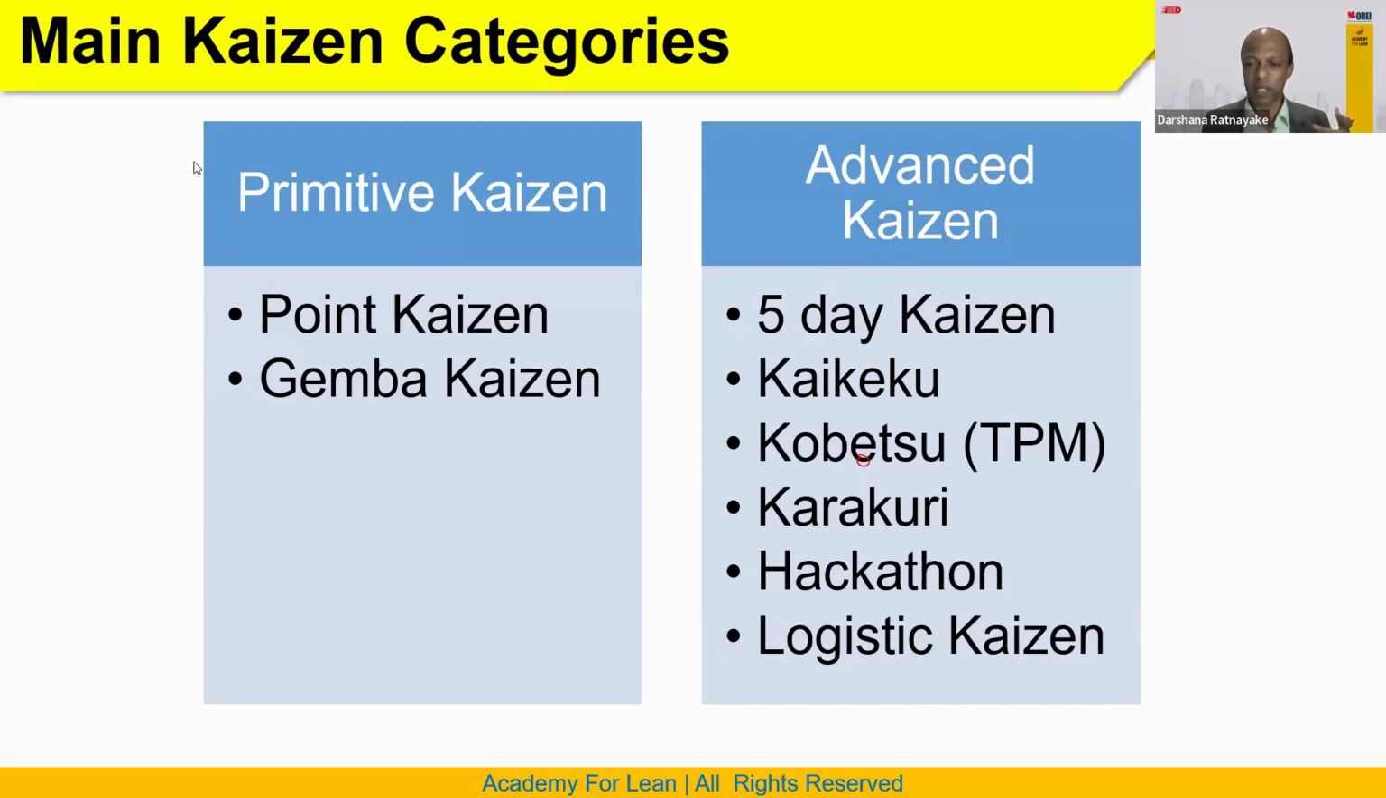Primitive Kaizen means very simple. We call this small Kaizen. Actually, that word is not exactly the right word. In Kaizen, there is no small or big. Kaizen is Kaizen. Primitive means the basic, right? In primitive, there are two types of Kaizen: point Kaizen and Gemba Kaizen.